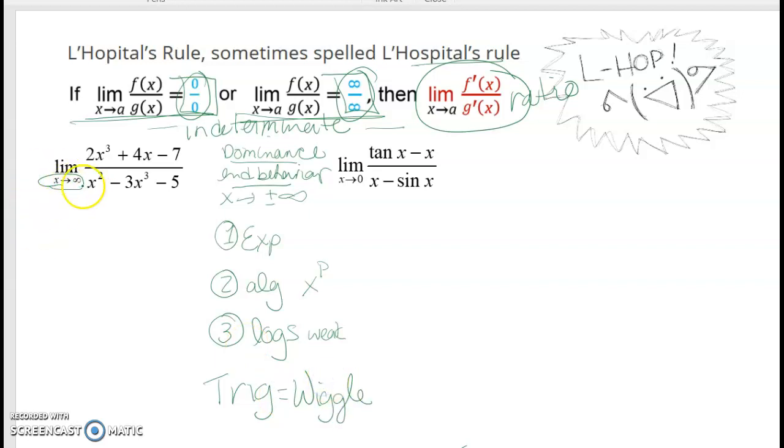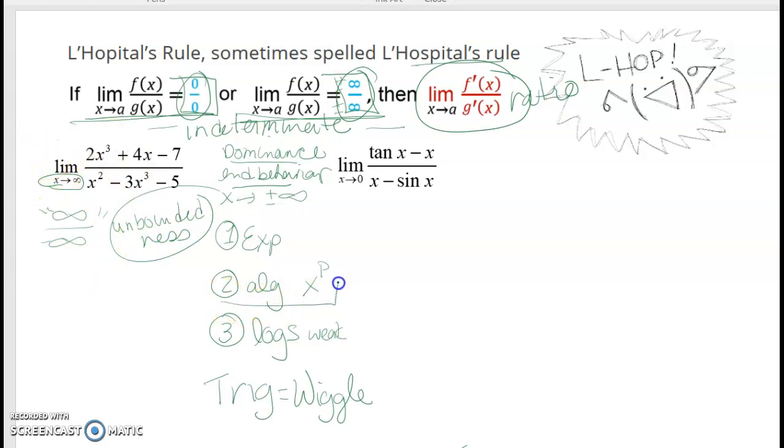So we look at this and go, I bet I can use dominance. That goes to infinity, that goes to negative infinity. The fact that it goes to infinity over negative infinity doesn't matter, because really these are both plus or minus. The positive and negative doesn't matter. It's the unboundedness. Unboundedness, that's what matters about the infinity. So we can use dominance.